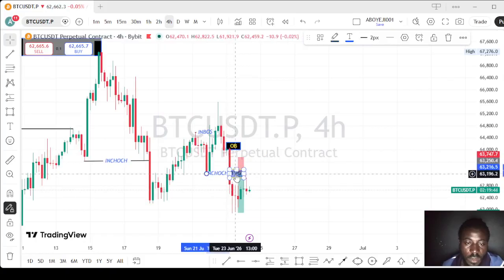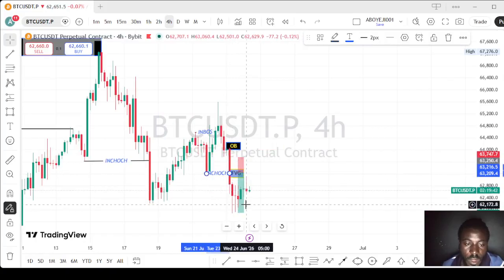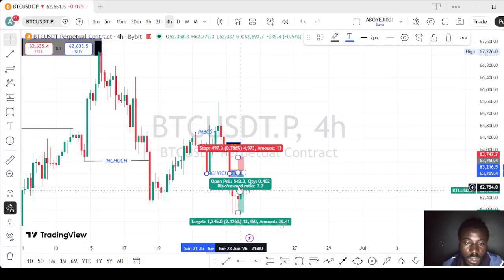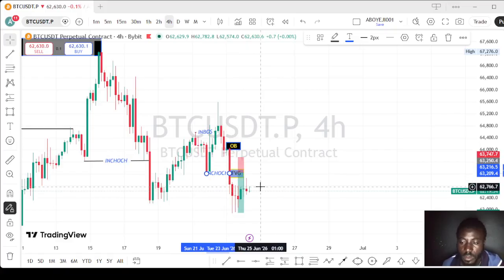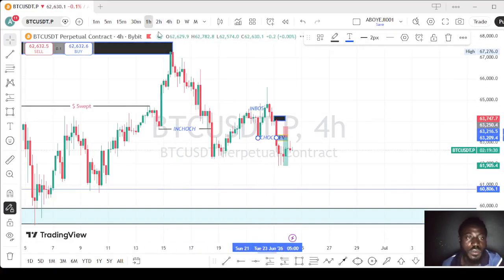And the market has not given us break of structure here, but we are having what? We are having FEG here. You can see the FEG. We have FEG. Let's move to 1 hour time frame.